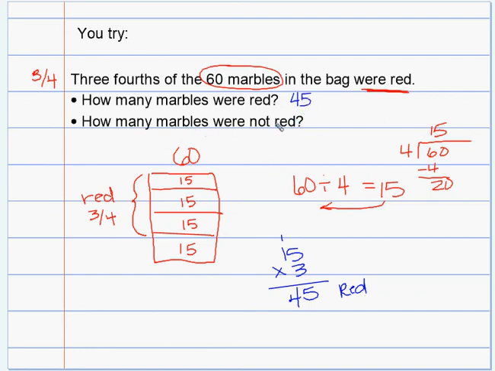How many were not red? Oh, that's a good question. 2 different ways you can do that. One, I can take how many I had, 60 to start with, and subtract how many I know are red and get 15. Or I can look at the diagram and say, well, if these are red, then whatever is left has to not be red. So there would be 15.